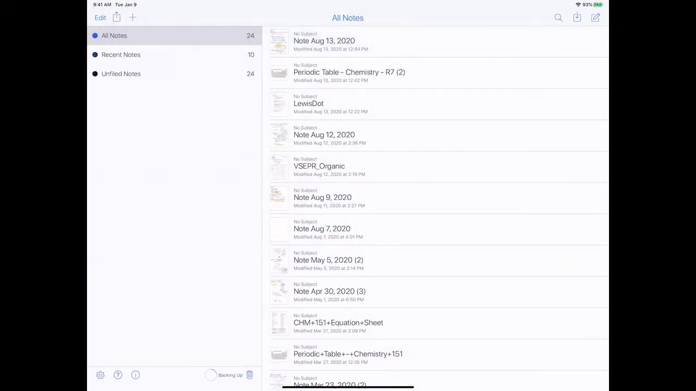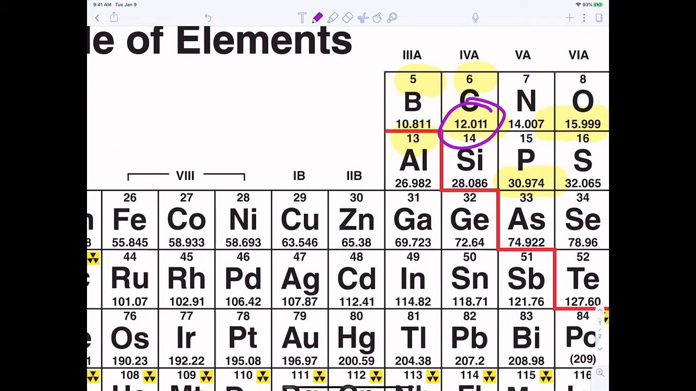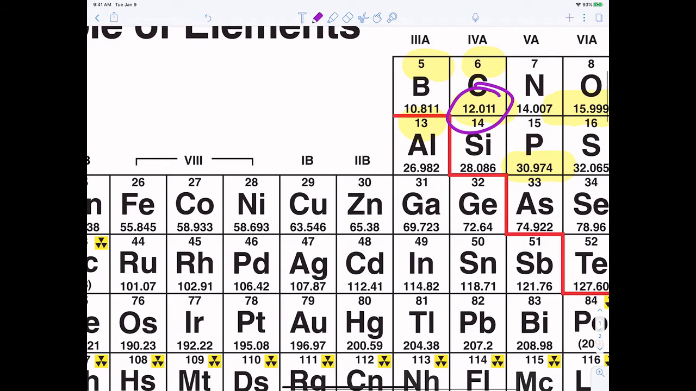If I go back to that periodic table, if I look at carbon here, its atomic mass, zoom in a little bit, is 12.011. So it's closest to 12 because carbon-12 is the most abundant isotope. It's a little bit bigger though because we do have carbon-13 and carbon-14 kind of in nature.